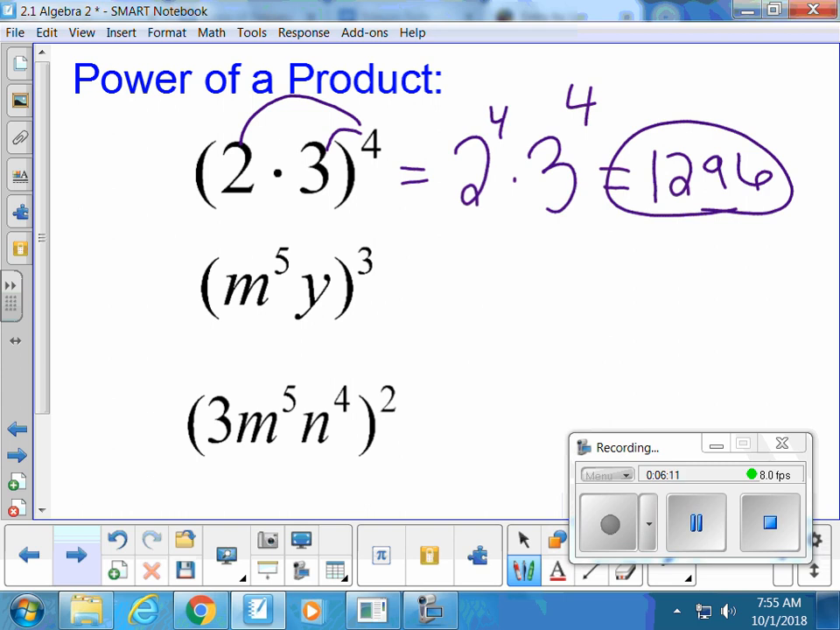Alright, number 2. Same exact thing. This 3 will distribute into everybody. Now there's a 5 right there. Do you remember what will happen with the 3 and the 5? Multiply, so it'll be m to the 15th and y to the 3rd.